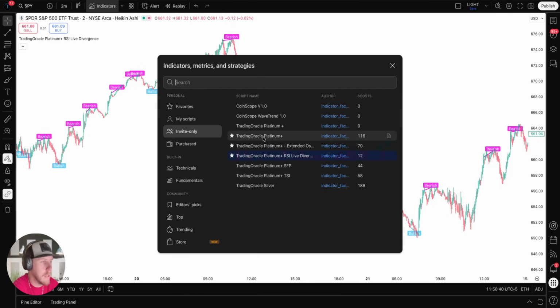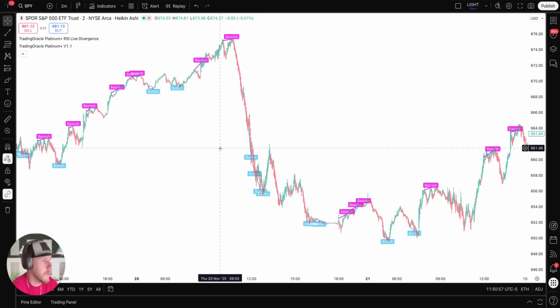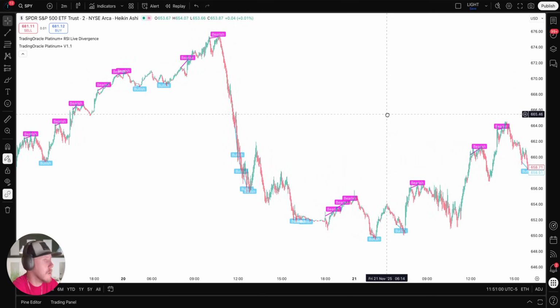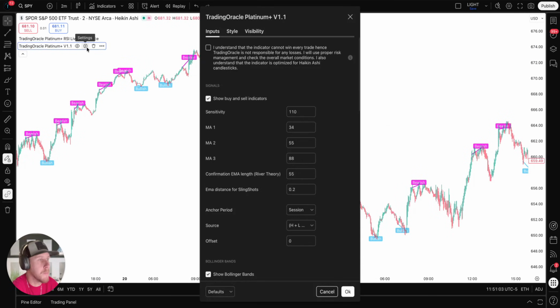I'm also going to add the Trading Oracle Platinum Plus here too. So I'm actually going to go through my settings again. There's a lot of people that have been asking for that, so I'm going to go through that again as well. I'm going to click on that one time, and it's going to add it in that top left corner. You hit the X, and you have to wait for it to populate.